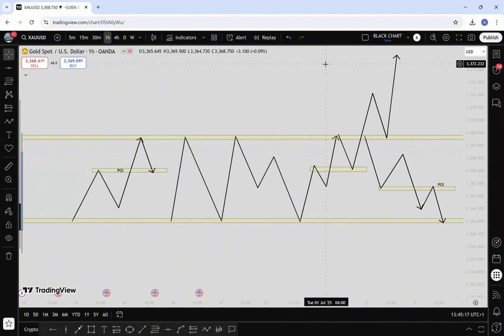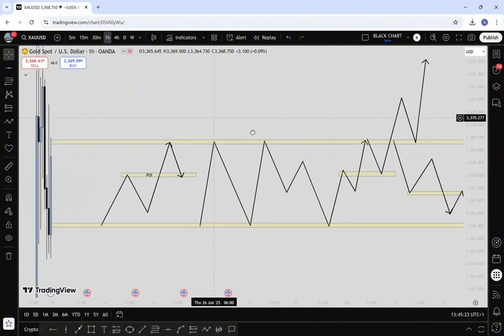So now the last but not the least question here is, do I have my entry signals in front of me? You understand? So this is how you should be trading a market structure.